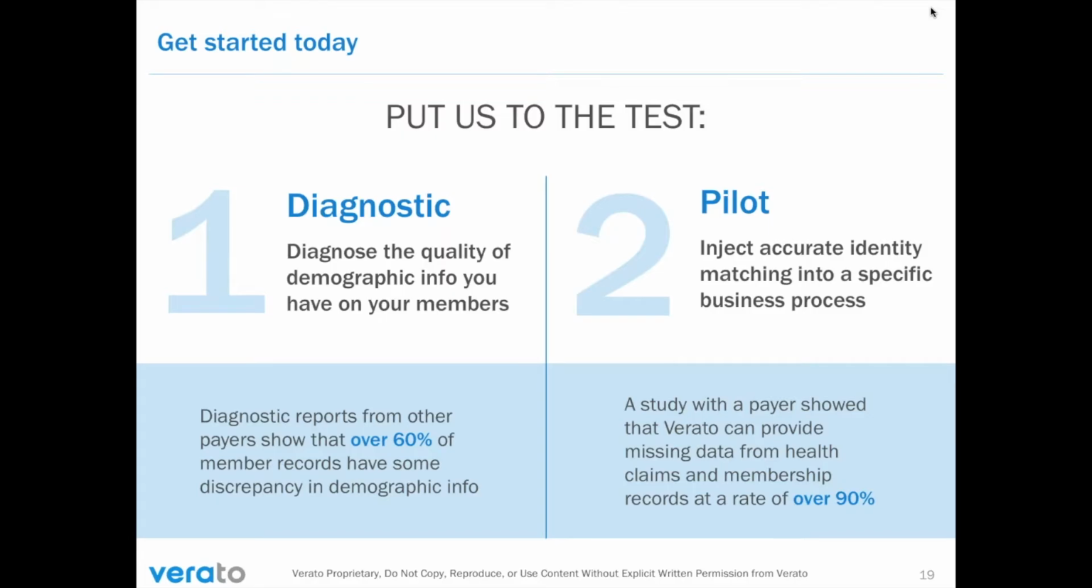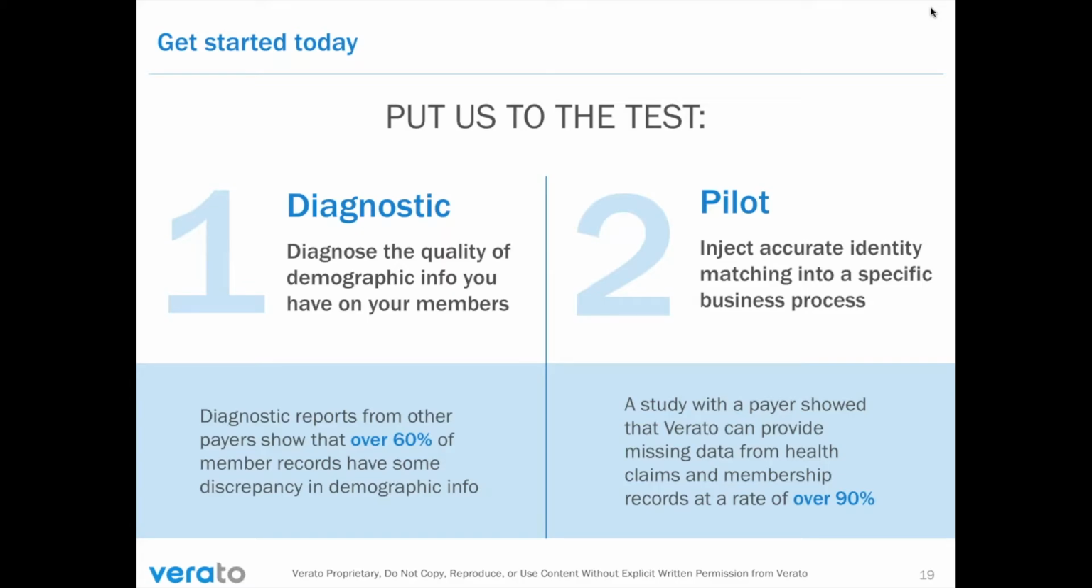And this diagnosis is really based on taking your data and we run it against our carbon reference data source to say, where do you have discrepancies between your data and what we have in our authoritative reference source? And we've done this for a number of customers. I mentioned earlier in the presentation the statistic that typically at least 30% of the information is incorrect or out of date or incomplete. We've worked with payer organizations where we've seen over 60% of the member records have some discrepancy in the demographic information.